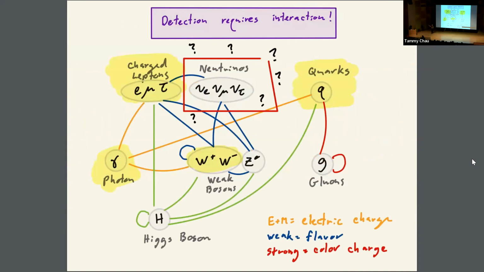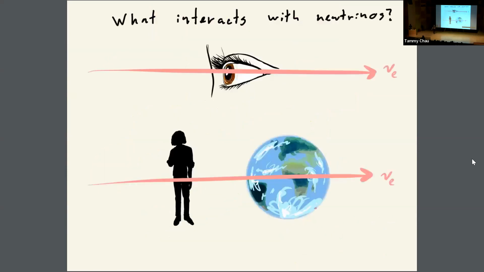Okay, so we can detect all charged particles. Congratulations to us. What about these guys over here, though, the neutrinos? As you can see, there's no line connecting them to photons. This means that they don't interact electromagnetically. They're fundamental particles that are neutral. They have zero electric charge. This means that they don't interact very strongly with most of what we experience.